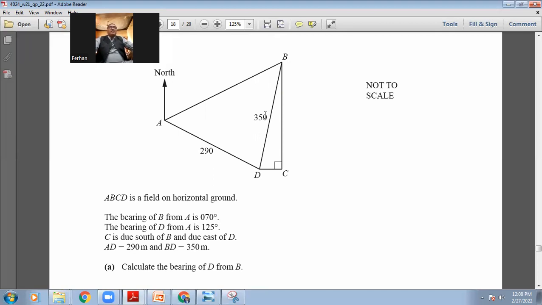So I need to find out this angle here. The bearing of C from B will be 180. And if I know this angle, 180 plus this angle, that will be the bearing of D from B.